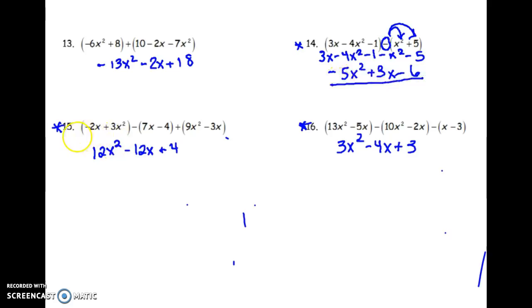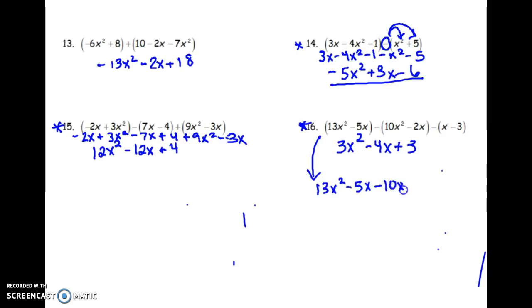Okay, for this one you should have had negative 2x plus 3x squared minus 7x plus 4 plus 9x squared minus 3x. Okay, and then you should have combined from there. All right, and this one, I don't have that much room, so I'm going to do it down here. You should have had 13x squared minus 5x minus 10x squared plus 2x minus x and plus 3.